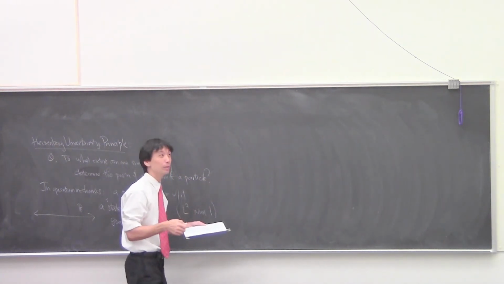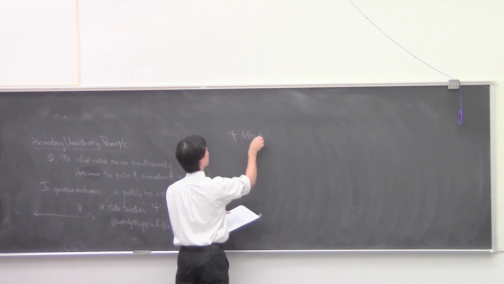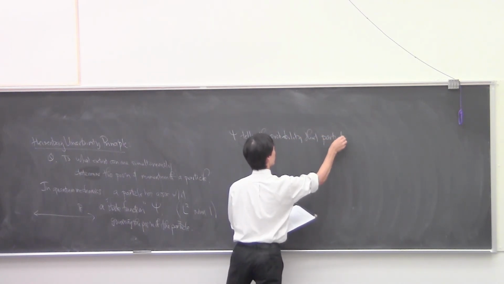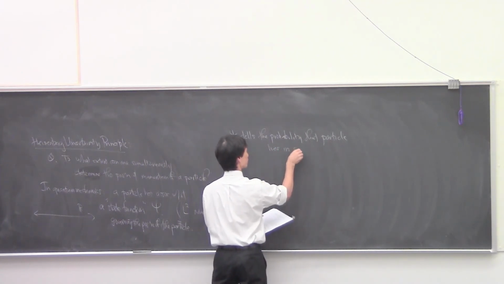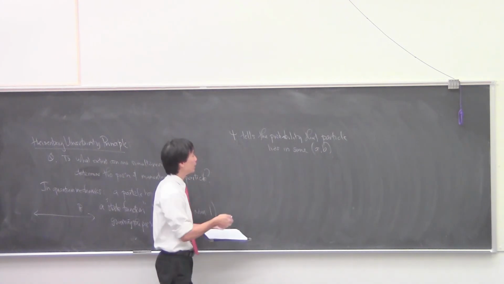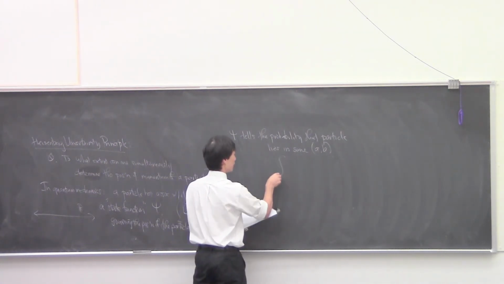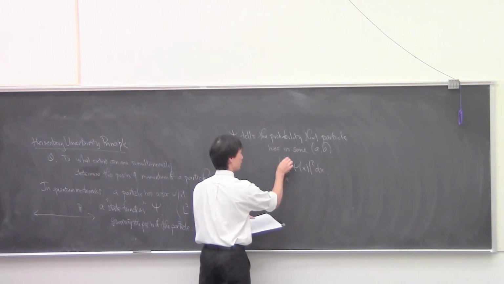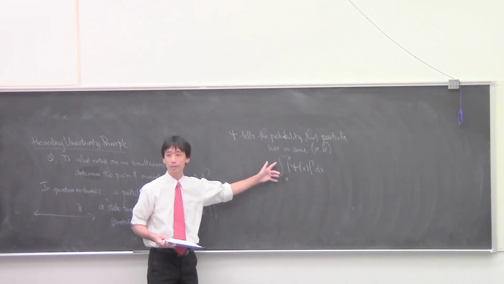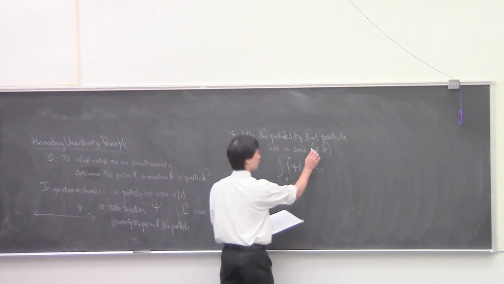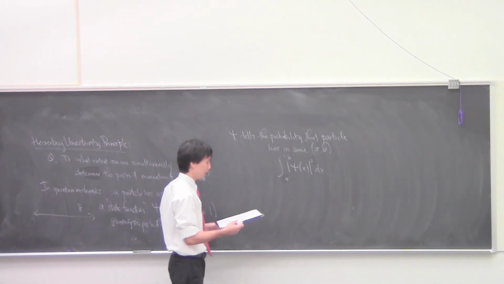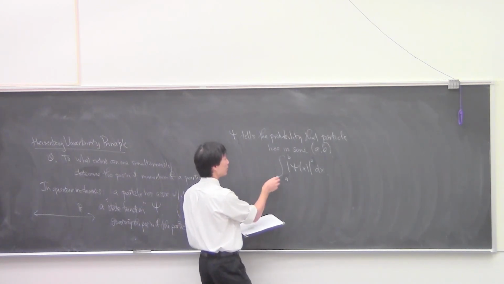So what does the state function tell you? It tells you the probability that the particle lies in some interval. That probability is just the integral of the absolute value squared over that interval. If we integrate over the whole line, of course, we get 1. That's to say that the probability of being in the line is 1, which is as it should be. And so this is a probability.